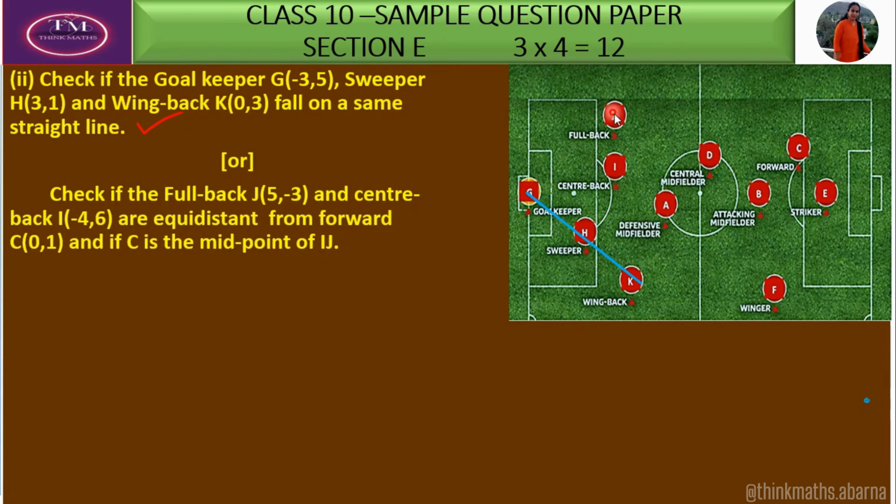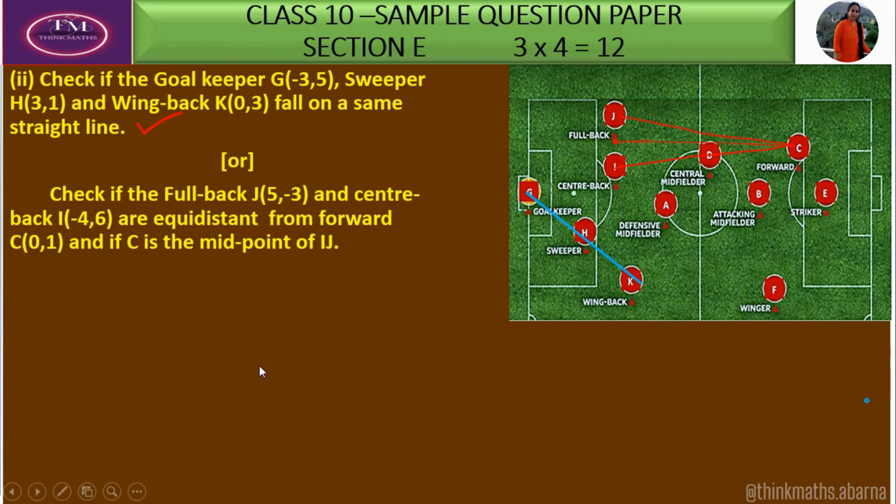So we have to check whether the points I and J are equidistant from C. That means CI should be equal to CJ, so this distance should be equal. And next we have to check whether C is the midpoint of IJ. If you mark a midpoint, it should be on a straight line. So this point C and the midpoint of IJ should be equal. Okay, children, so these are the concepts here.